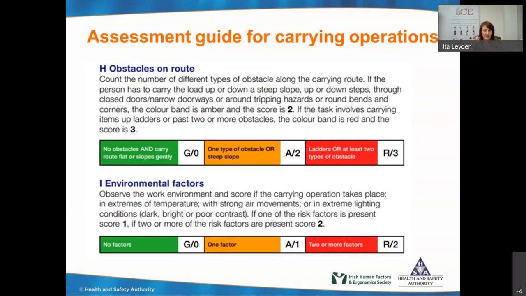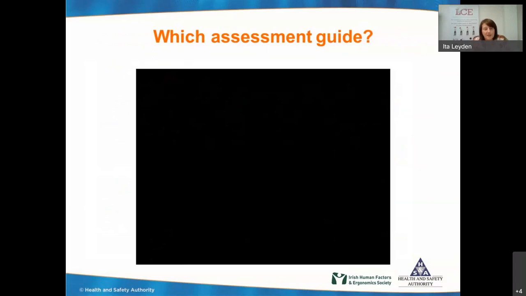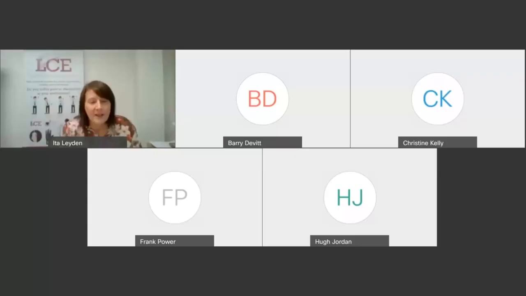And we rate accordingly. So now it's your turn. You're going to again be filling in your score sheets and going through each of the risk factors that applies to the carrying operation. I'm going to be handing over to Hugh again to show us the video. We have our same guy, but this time he's taking the boxes off the end of the conveyor. And we'll wait until we've seen it 3 times before we see the weights and the frequency again.